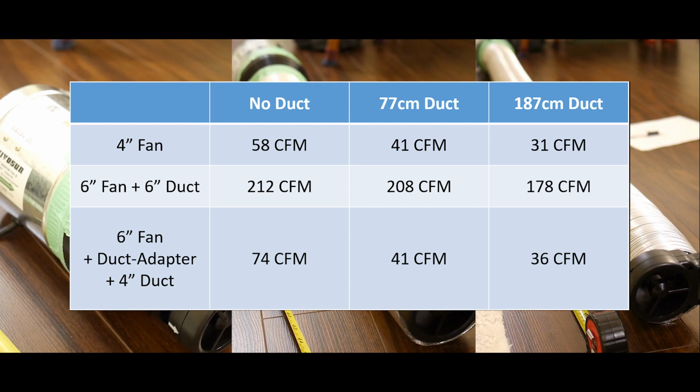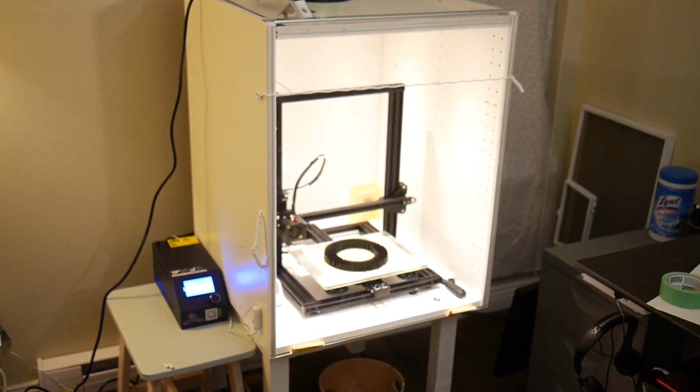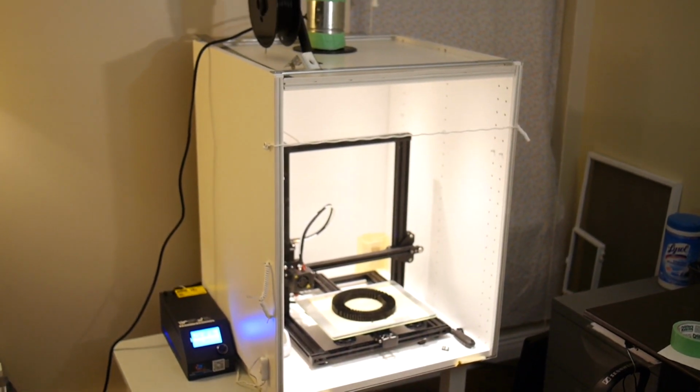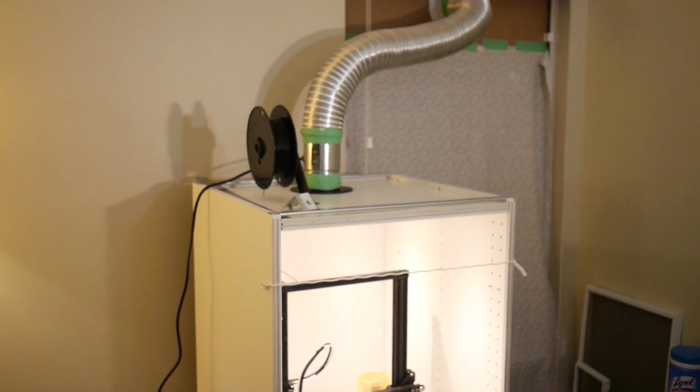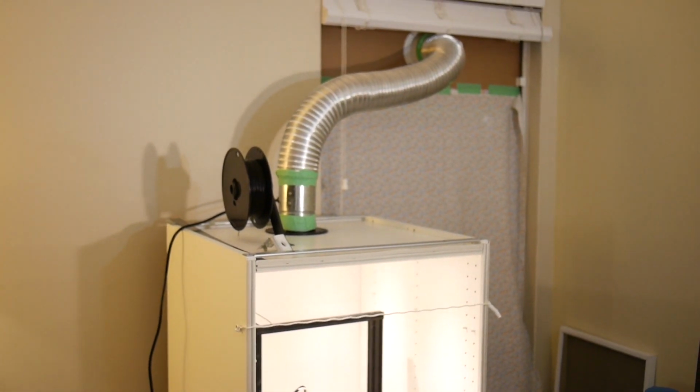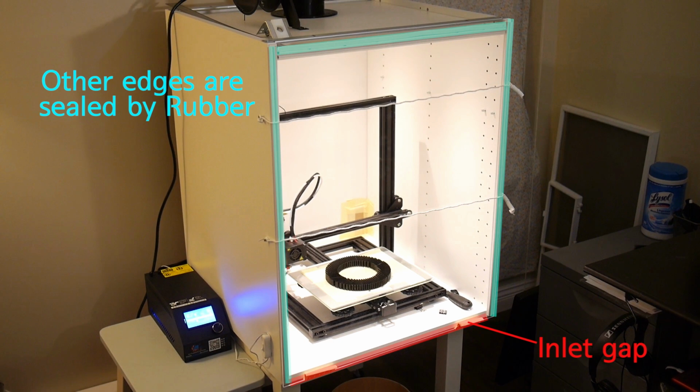And this is the summary of all the measurements so far. Now, I want to see what will actually happen when I connect this fan to my enclosure. Okay, I connect this 4-inch fan to my duct and close the door of my enclosure. Because my enclosure has just a small inlet at the bottom here, as the fans try to suck the air out of the enclosure, the internal pressure will become lower.